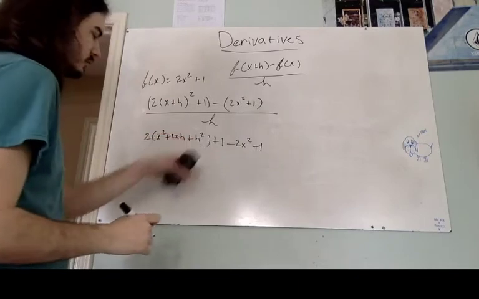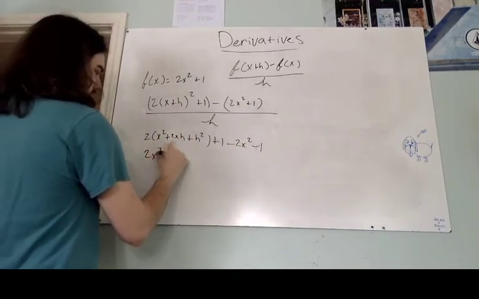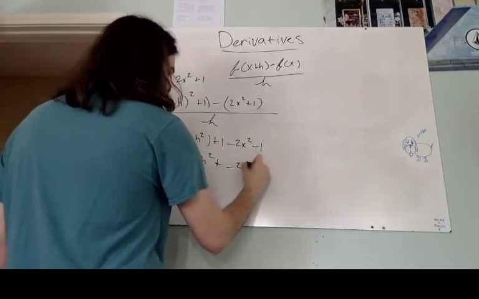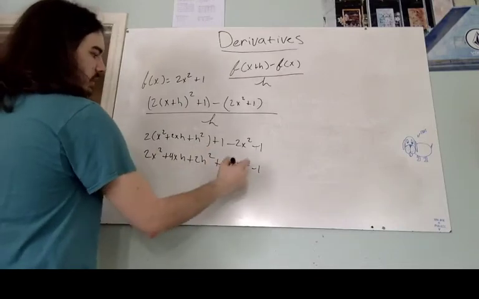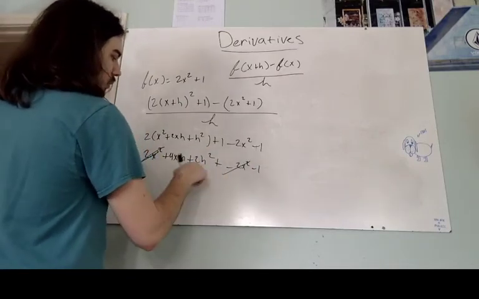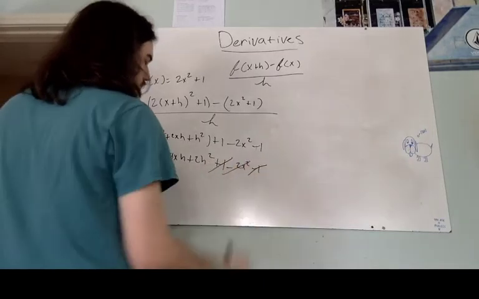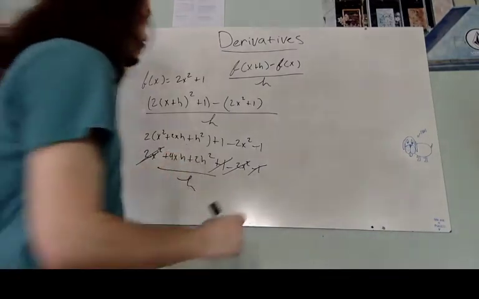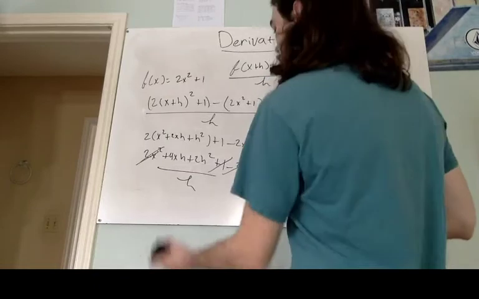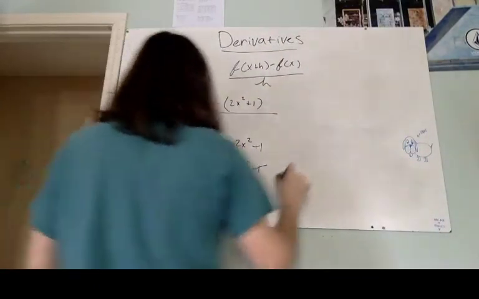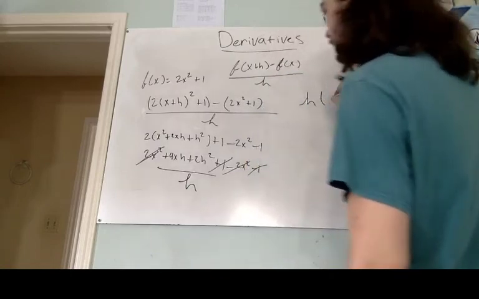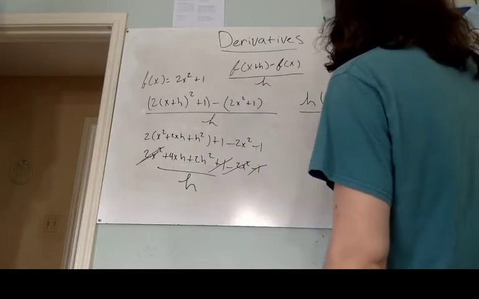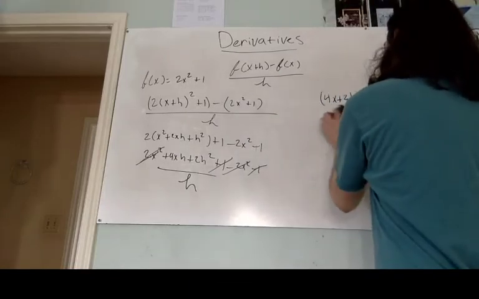Okay, let me go ahead and distribute this too. So 2x squared plus 4xh plus 2h squared plus 1 minus 2x squared minus 1. 2x squared and minus 2x squared cancel, right? Negative 1 and 1, forgot to write that in there, cancel. So now I'm just left with 4xh plus 2h squared over h. So let me write that more legibly. So I'm just factoring out h right here, right? So 4x plus 2h over h. These cancel. We'll take the limit as h goes to 0.